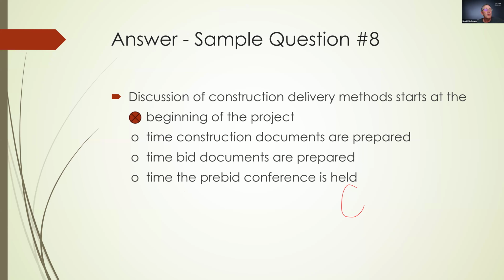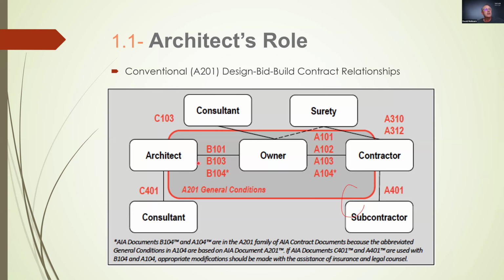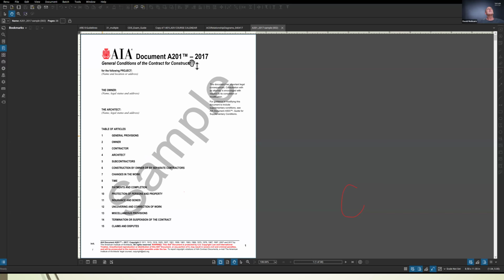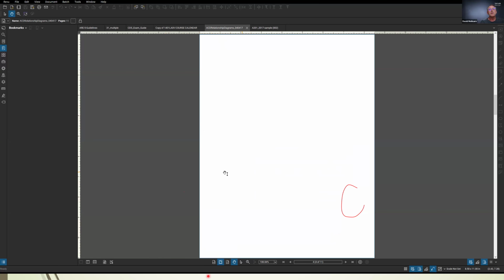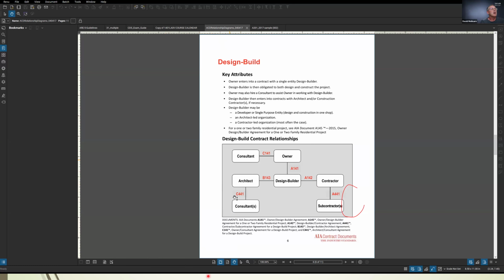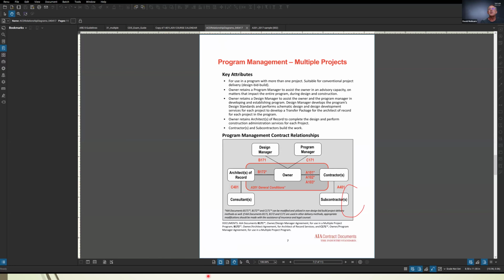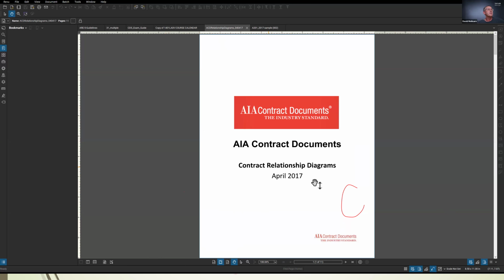If you all want another resource about this, I found useful an AIA relationships diagram. This is just a free PDF that shows the contracts and what contracts are available. It's easy to search, and it goes over all the different types of contracts that we might run into. So it's a pretty good resource. Again, it's called the contract relationship diagrams.